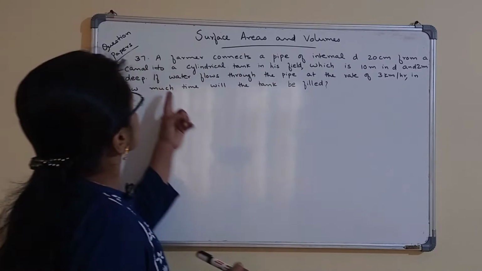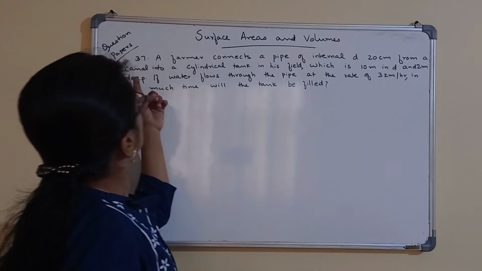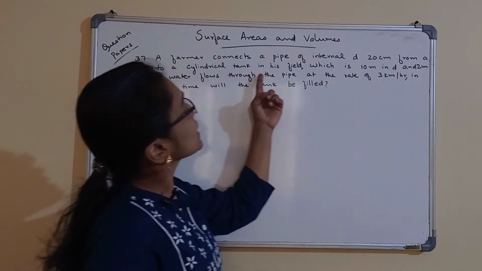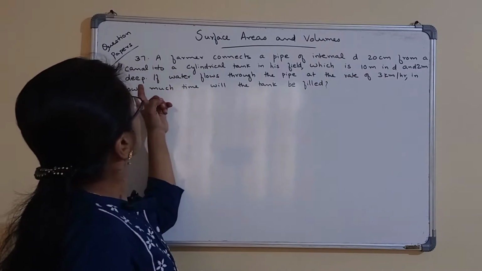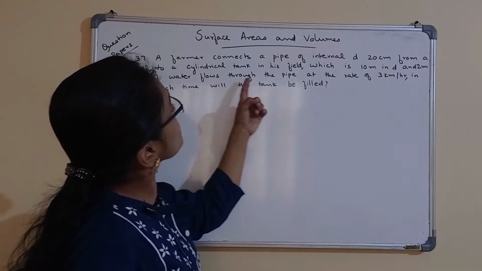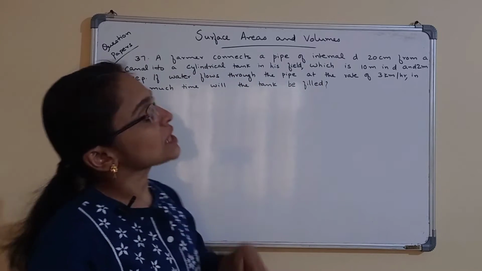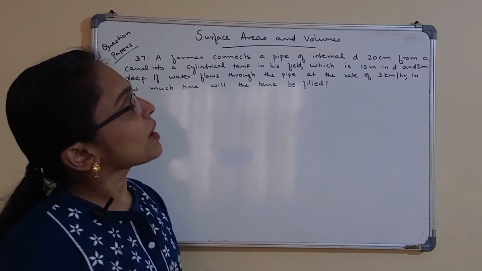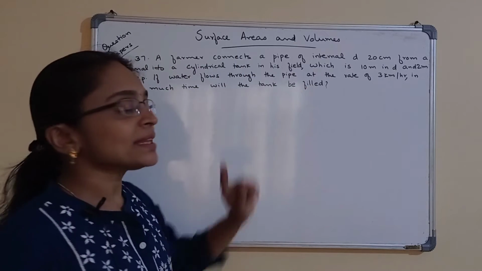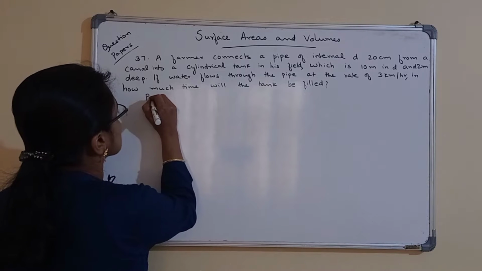And the first question is, a farmer connects a pipe of internal diameter 20 cm from a canal into a cylindrical tank in his field, which is 10 meter in diameter and 2 meter deep. If water flows through the pipe at the rate of 3 km per hour, in how much time will the tank be filled? So, farmer connects a pipe of internal diameter 20 cm. Let us consider the pipe first.